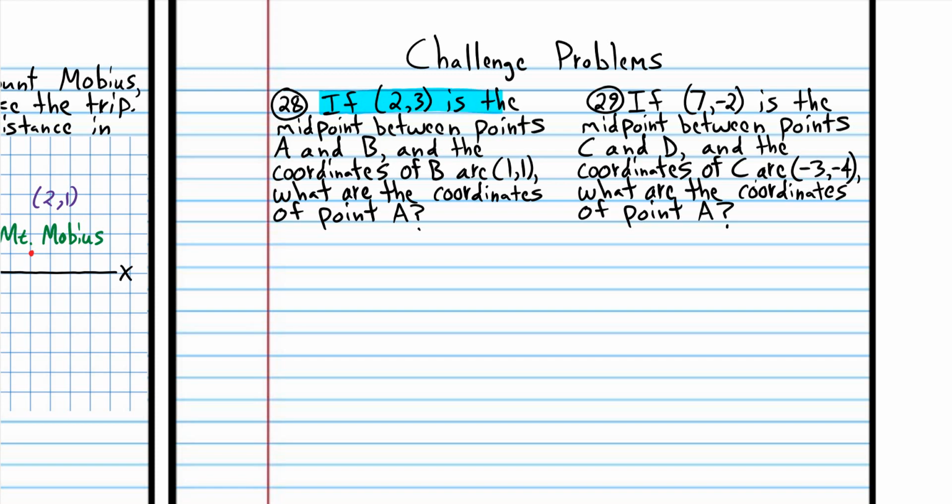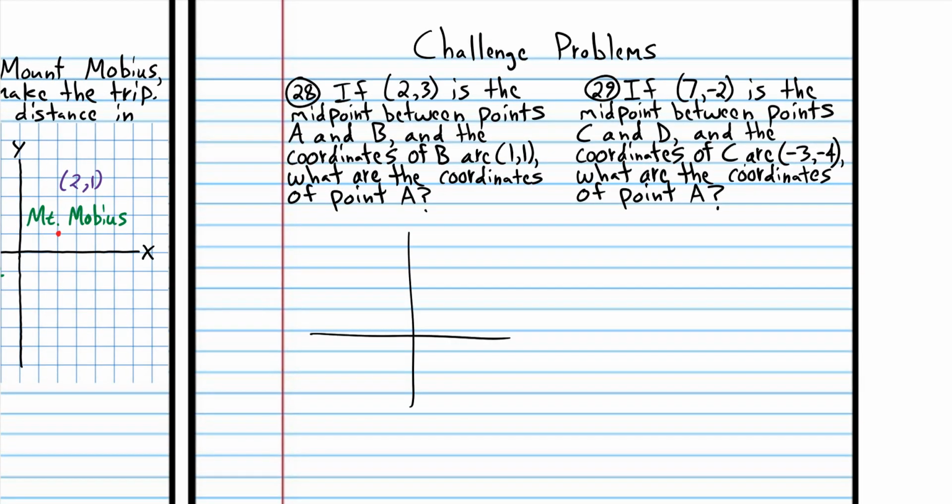If the point 2, 3 is the midpoint between points A and B, and the coordinates of B are 1, 1, what are the coordinates of point A? So I know that seems kind of confusing, but all this is saying is if you have the coordinates 2, 3, which may be here, for example, and that's the midpoint, I'll call it M for the midpoint, and you have the coordinates B, which are 1, 1, which would be about here, that's point B. They want to know what are the coordinates of point A. So point M is the midpoint of point A, so point A has got to be somewhere up here.